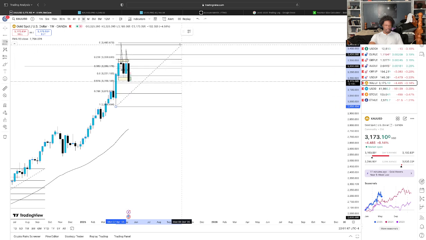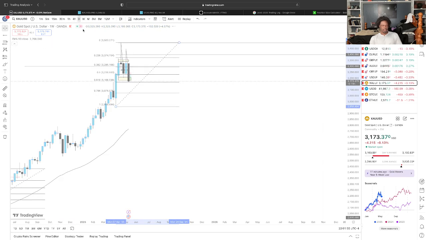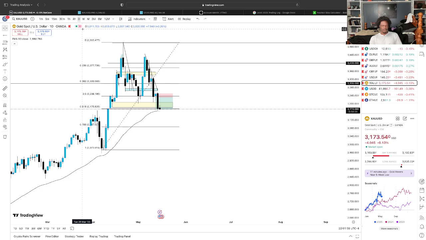So price action could find support around the 78.6% retracement, as you can see here. Price action is currently bearish.